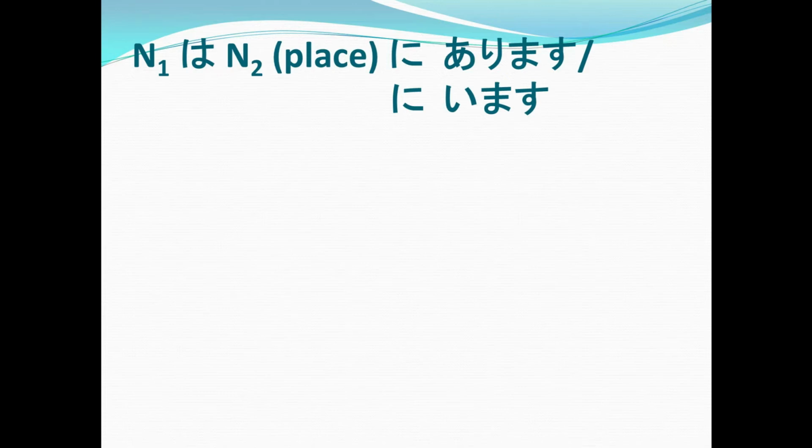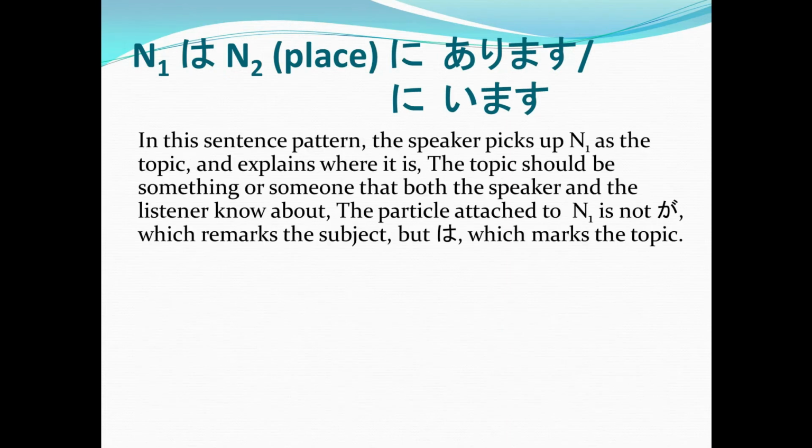The next sentence pattern would be noun 1 wa, noun 2, which is a place, ni arimasu or ni imasu. In this sentence pattern, the speaker picks up noun 1 as the topic and explains where it is. The topic should be something or someone that both the speaker and the listener know about. The particle attached to noun 1 is not ga, which marks the subject, but wa, which marks the topic. Now, take a look at this example, everyone.